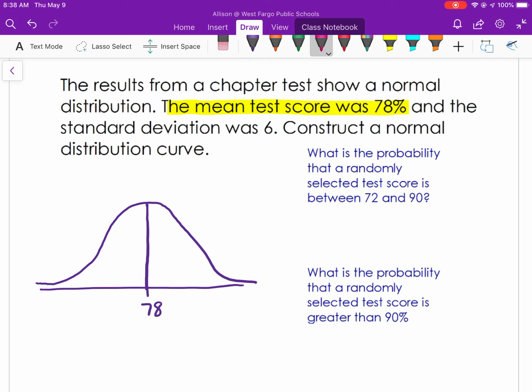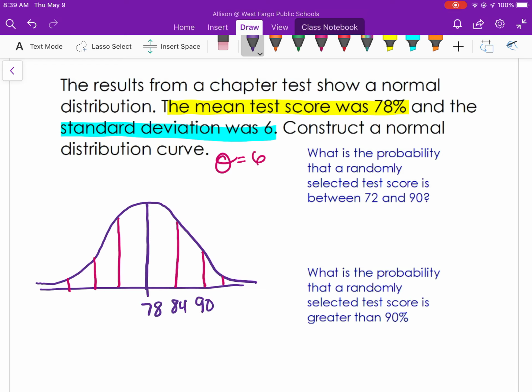And then I go 3 standard deviations to the right, so 1, 2, 3, and 3 standard deviations to the left, 1, 2, 3. The standard deviation was 6, so to get to the right, I take 78 and add 6. 78 plus 6 is 84. Then I add 6 again to get 90, and again to get 96. Going to the left, I subtract 6. So 78 minus 6 is 72, minus 6 is 66, minus 6 is 60.